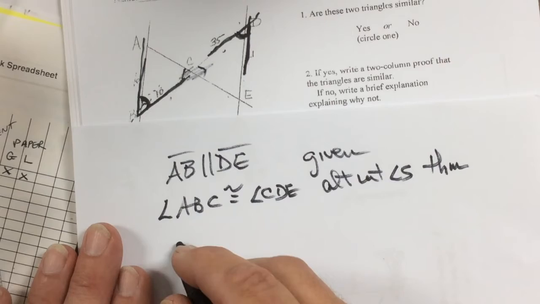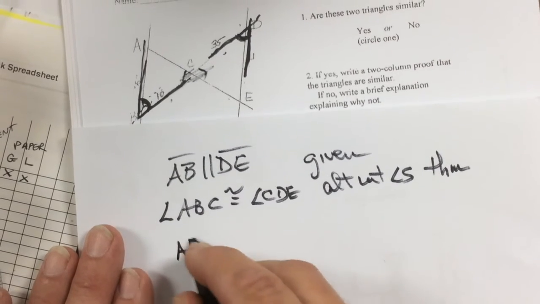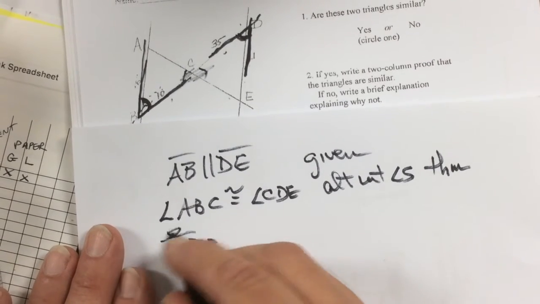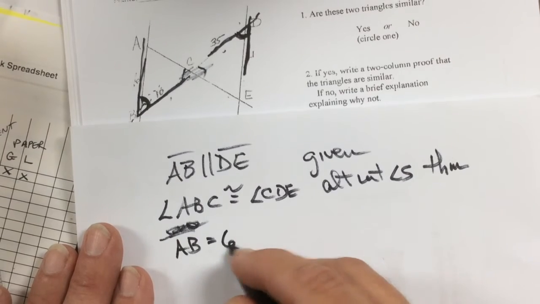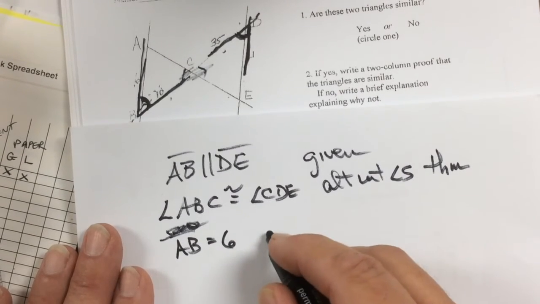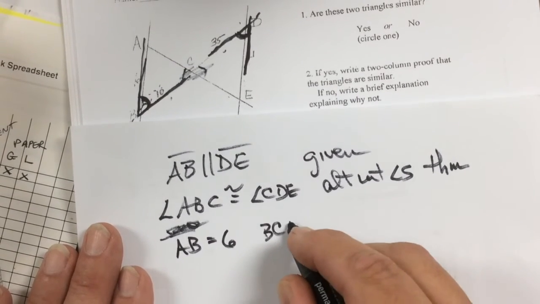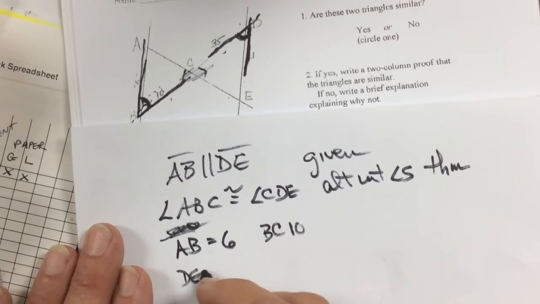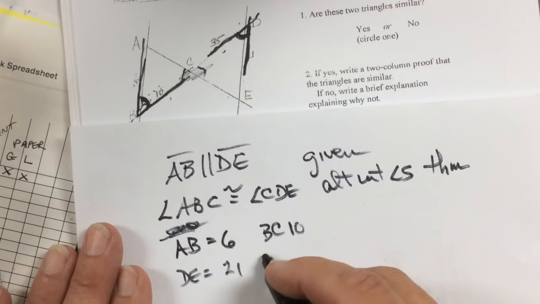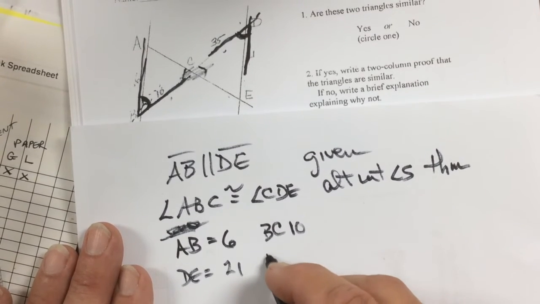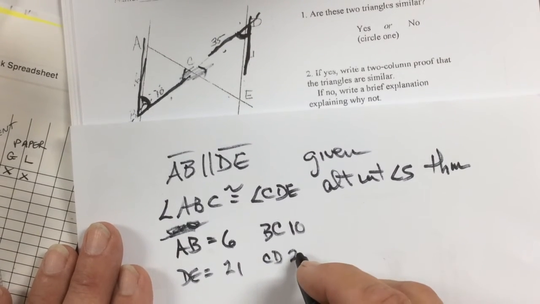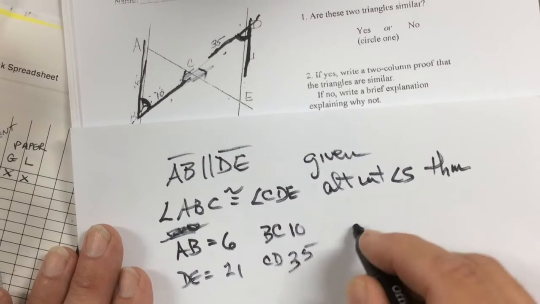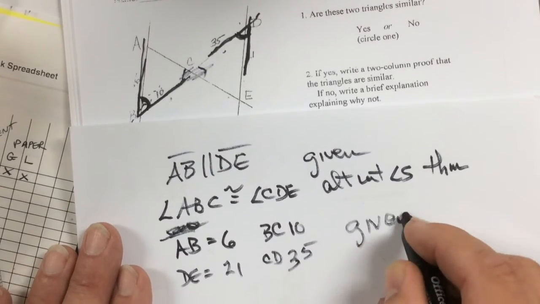Then you got to list the side lengths. AB, without the little hat, is equal to 6. BC is equal to 10. DE is equal to 21. And CD is equal to 35. That's given.